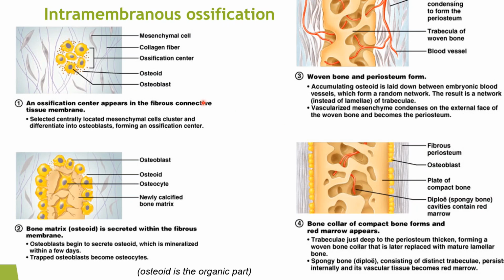So these are the four different steps in which intramembranous ossification takes place. Again I repeat, first an ossification center appears in fibrous connective tissue with formation of osteoblasts. In the second step, the osteoid which is secreted is then mineralized, after which woven bone and periosteum form, and later on the bony collar of the compact bone forms, and in the center red marrow cavities appear along with the trabeculated bone.